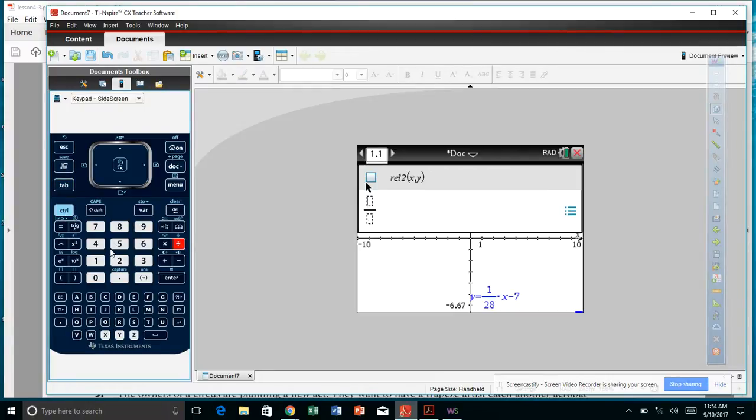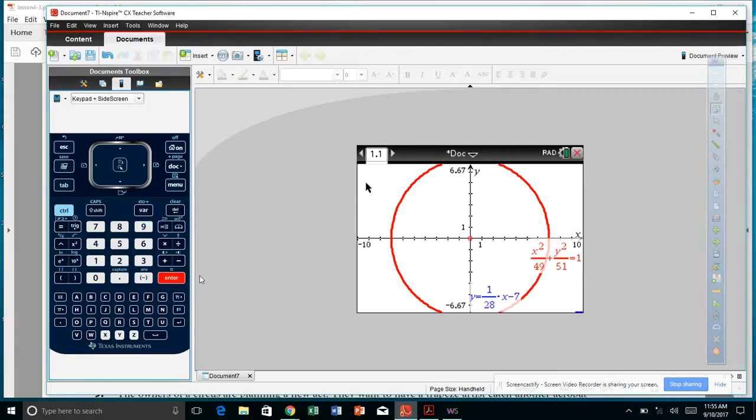control, divide, and we've got x squared over 49, plus, and then control, divide, and we got y squared over 51. And that equals 1. Press enter.